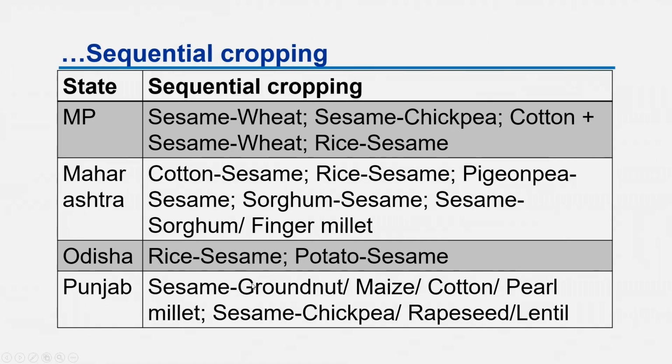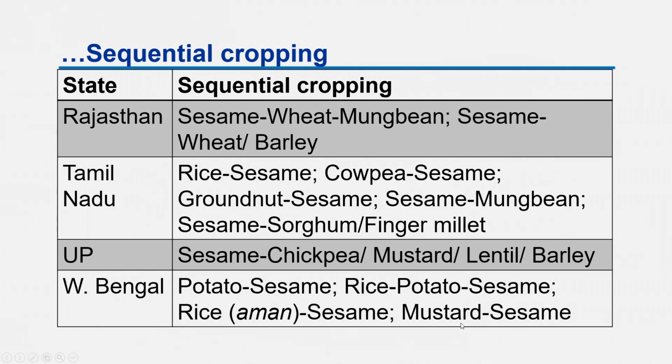Then Odisha, rice sesame and potato sesame. Punjab, it is mostly during the Kharif season. In Rabi season it is not possible. So, sesame groundnut or maize or cotton or pearl millet, and then sesame chickpea, rapeseed or lentil. So, here in the last rotation you can see sesame followed by chickpea or rapeseed or lentil. In Rajasthan, sesame, wheat, mung bean or sesame, wheat or barley. Tamil Nadu, rice sesame, cowpea sesame, groundnut sesame, sesame mung bean, sesame sorghum or sesame finger millet. So, a number of options are available for Tamil Nadu.